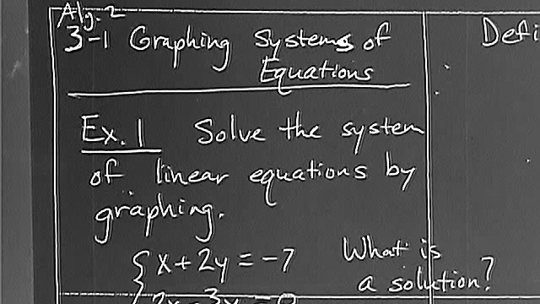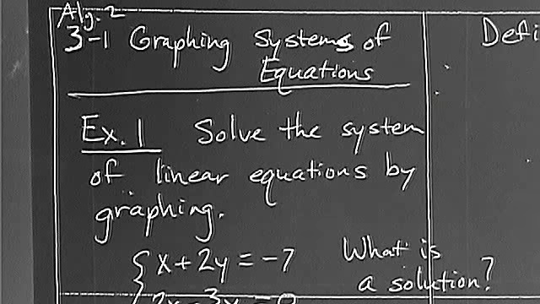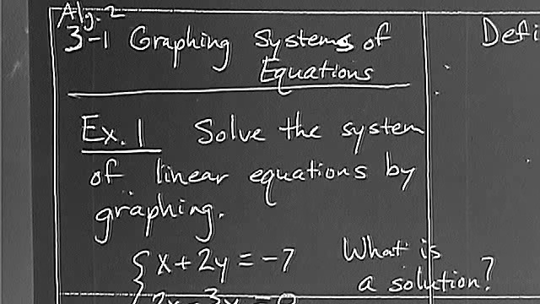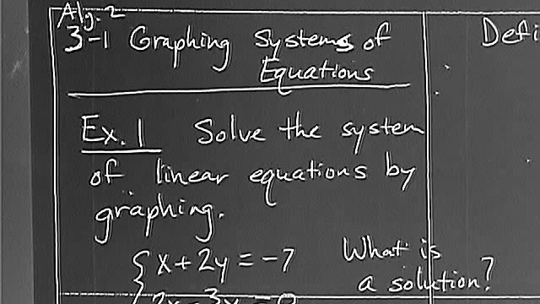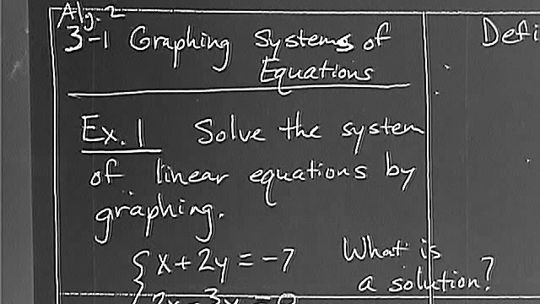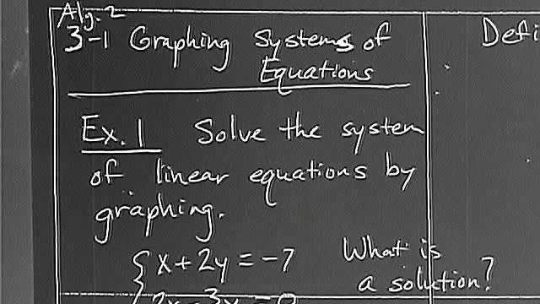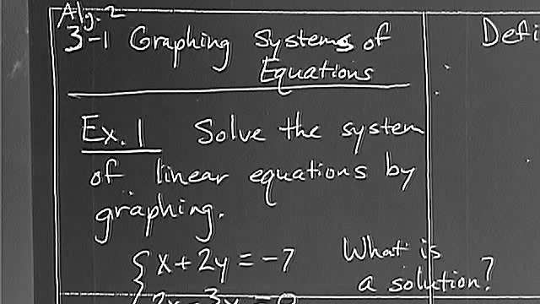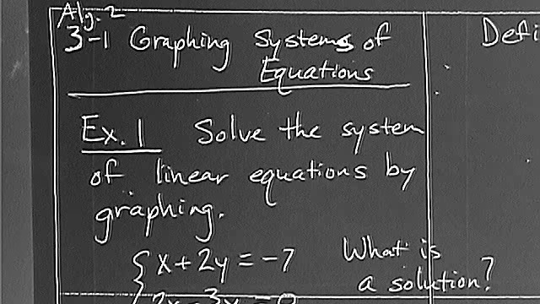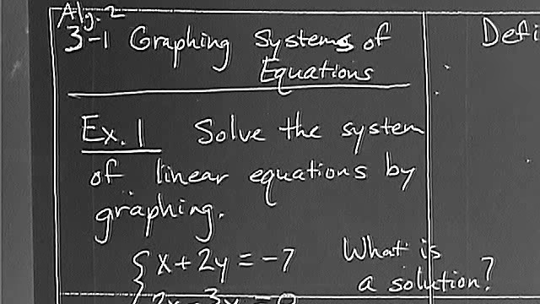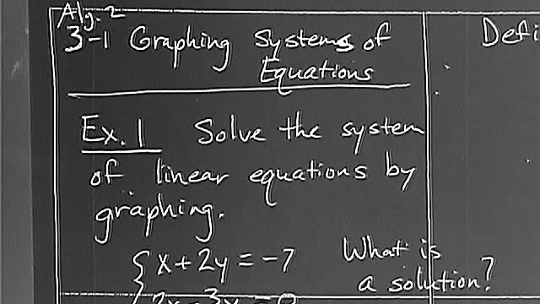Alright, Algebra 2. Let's talk about section 3.1, graphing systems of equations. The first example says something like this: solve a system of linear equations by graphing. So the first question I have for you that you need to figure out the answer to: in a system of linear equations, what do they mean?